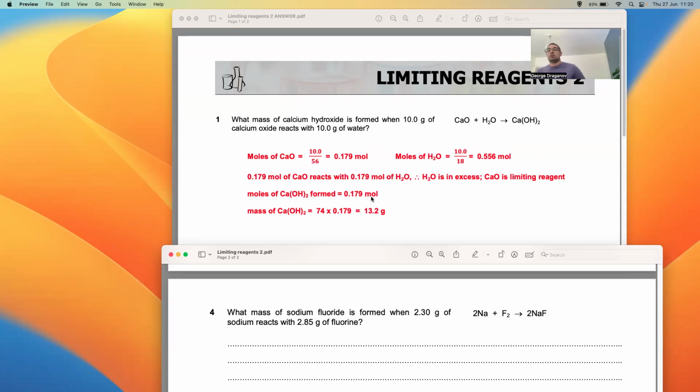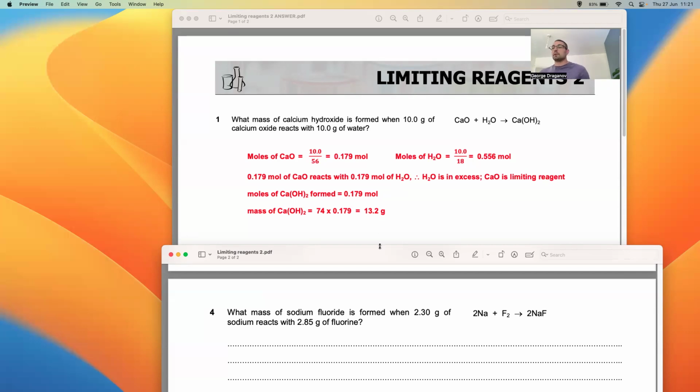In the final step, you use the mass formula. So mass is moles times MR. The MR, importantly, of this product will be 16 plus 1, which is 17, times 2 is 34, plus 40 is 74. So that's the MR. And the moles we just deduced was 0.179. So when you multiply them, you get 13.2. So that was technically an easy example.